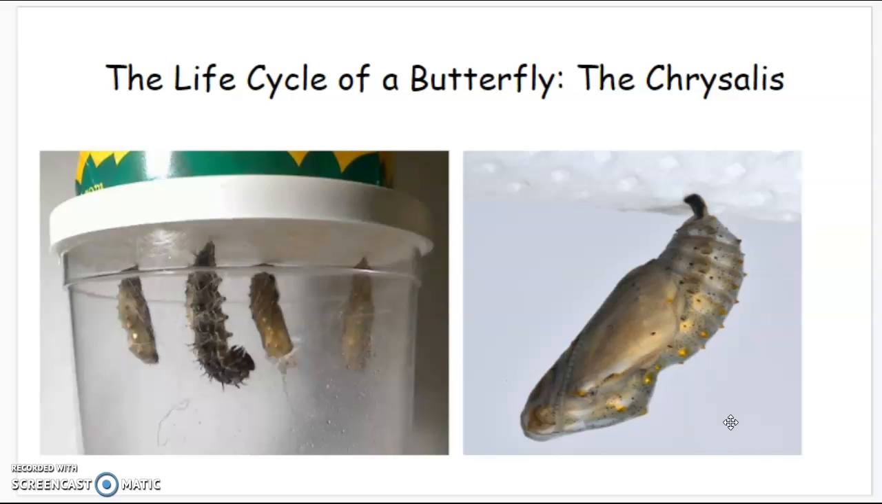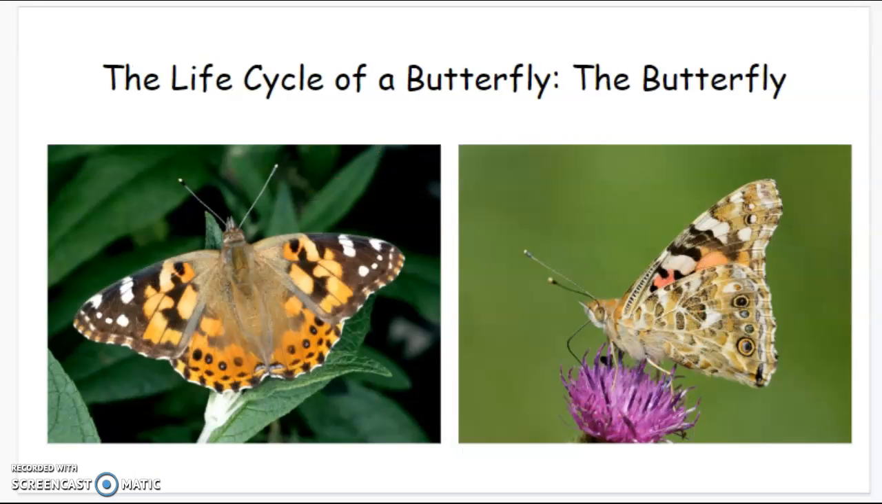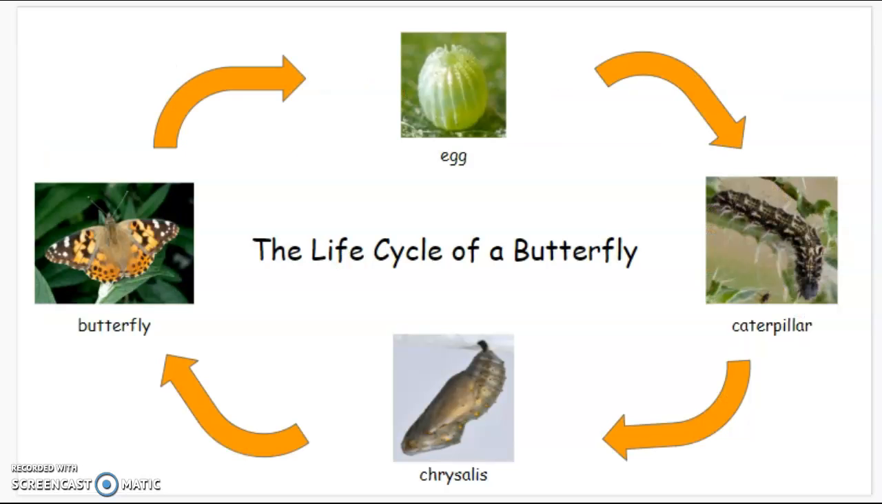While they are in this chrysalis, they are going through major changes. They come in as a caterpillar and they come out as a butterfly, which is the next stage in the butterfly life cycle. So these are painted lady butterflies. They look pretty similar to monarch butterflies. They're very beautiful.